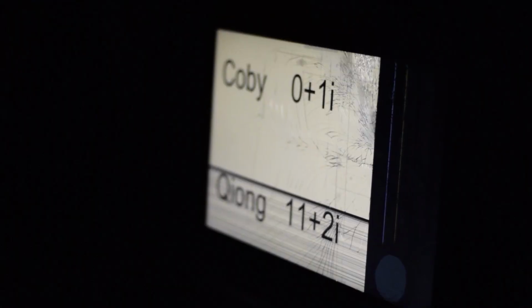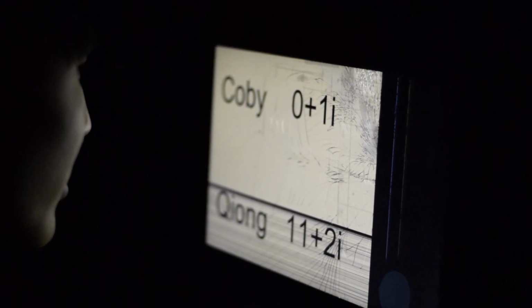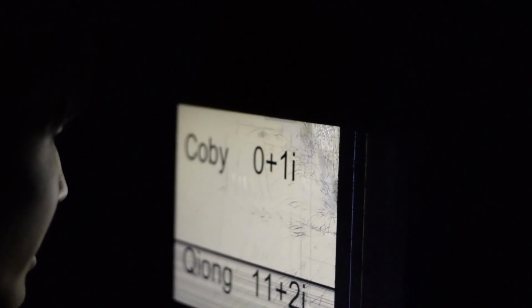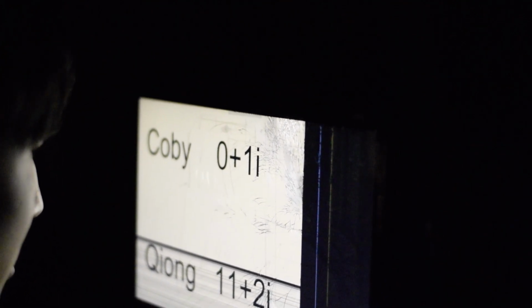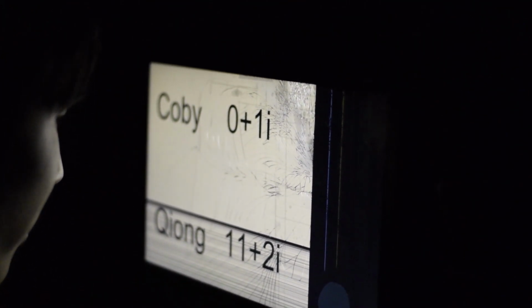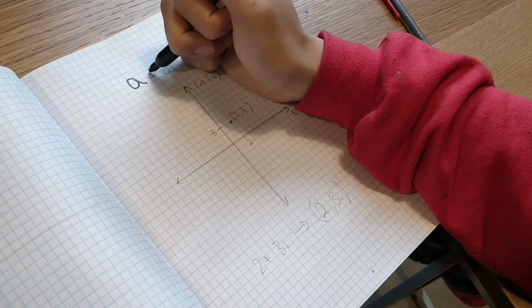Joe, what happened? Okay, let me get the coordinates. Wait. You guys are in the Argand plane. But I've been here before, so don't worry. I'll get you through this.